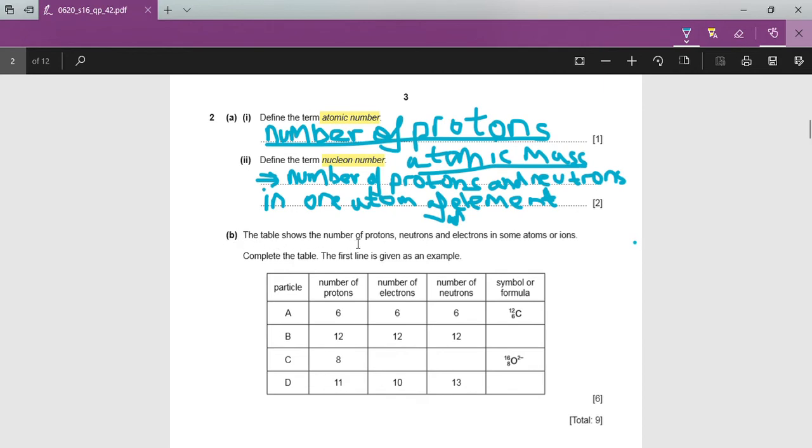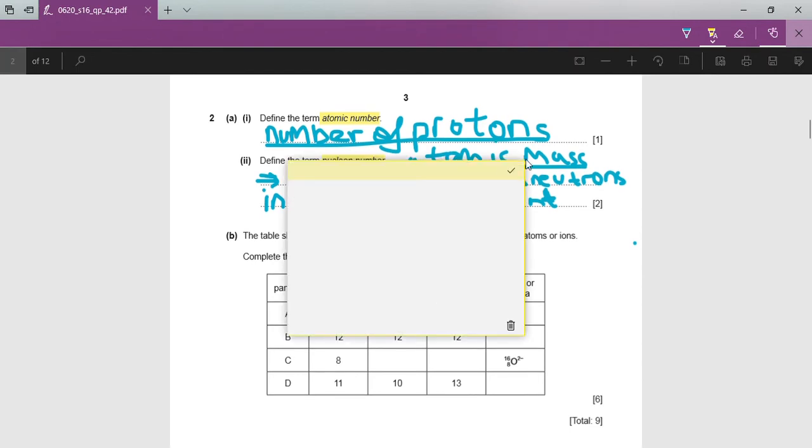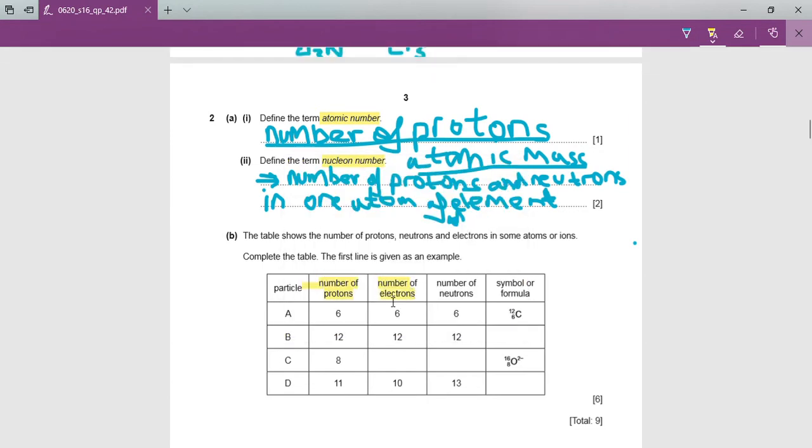The table shows the number of protons, neutrons and electrons in some atoms or ions. Complete the table. The first line is given as an example. So this table shows you all the particles present in an atom and around the atom. So you've got the number of protons, the number of electrons, and the number of neutrons. They also give you the symbol or formulae. So you pretty much need to follow this. It can be an ion as well, that you have to remember.